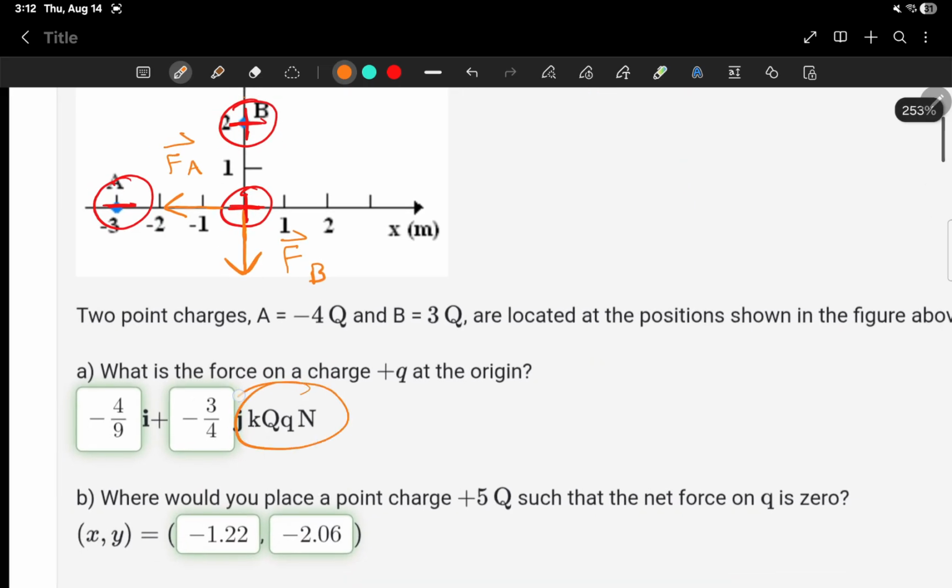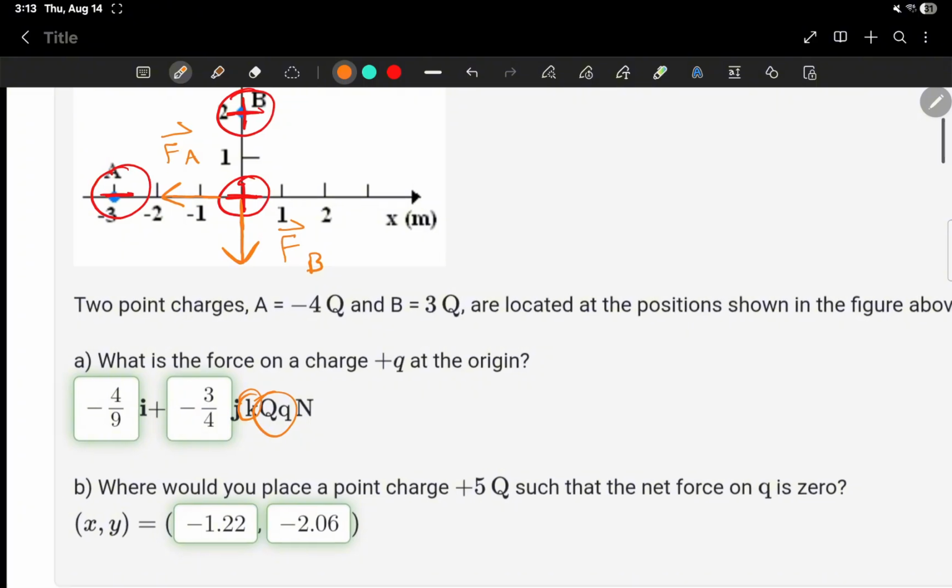So notice in this question how in the answer, they've factored out the constant k. They factored out the first charge, and I have the two charges also that are factored out. And then the N just means in units of newtons.